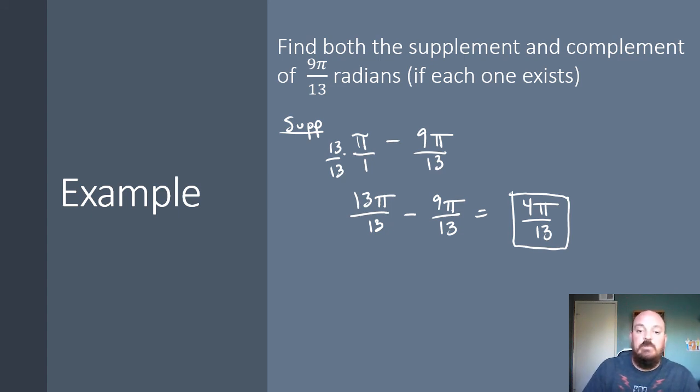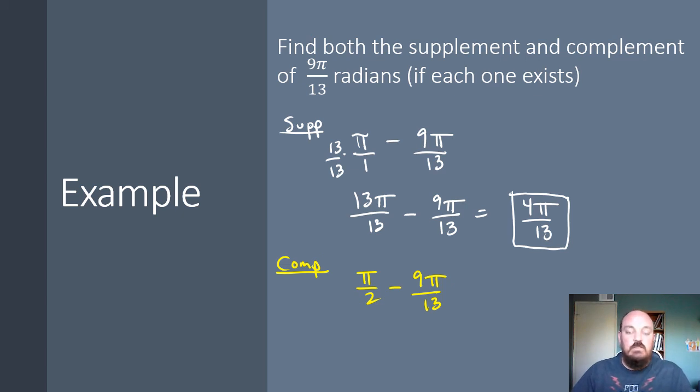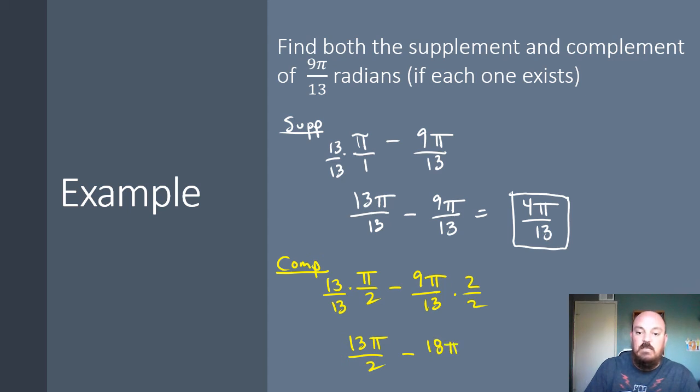Now let's try the complement. Complement is the same thing, but I'm going to do pi over 2. I'm going to subtract from pi over 2. So I'm going to do pi over 2 minus 9 pi over 13. Now this time my common denominator would be 26, so I'm going to have to multiply both of them. I'm going to have to multiply the first one by 13 over 13 and the second one by 2 over 2. So that would be 13 pi over 26 minus 18 pi over 26.